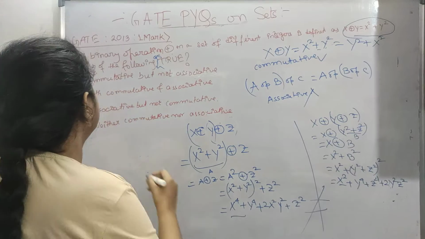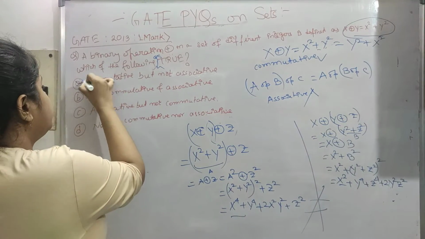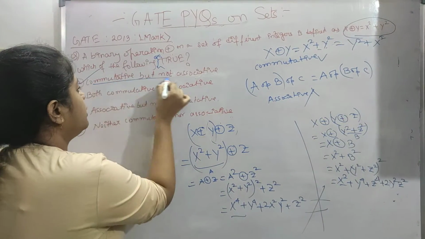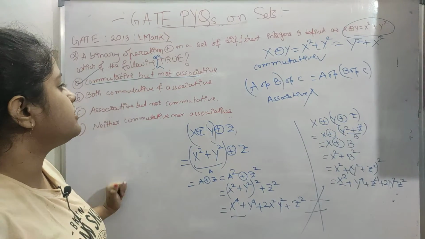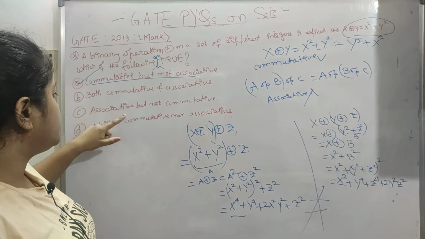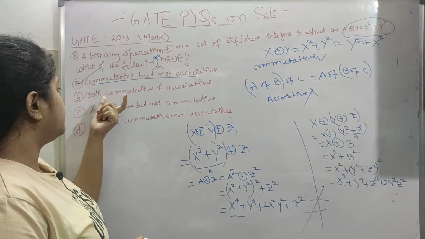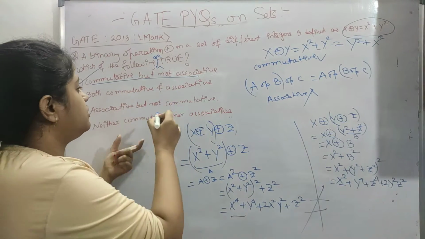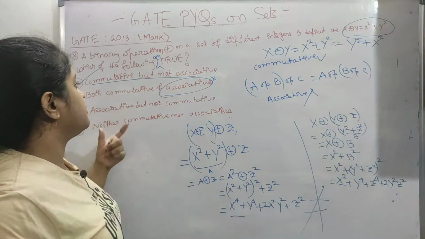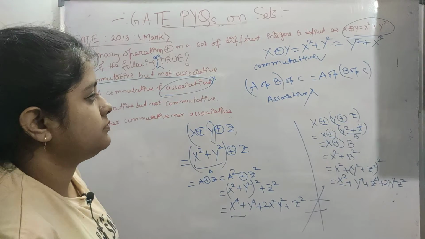So the first option is correct: commutative is true but it is not associative. All others are false. The option saying both commutative and associative is wrong, since it is commutative but not associative, so the first option is correct.